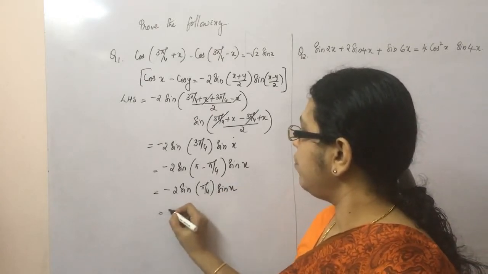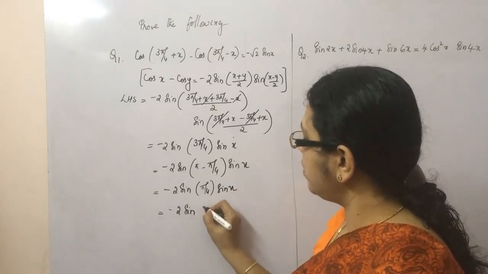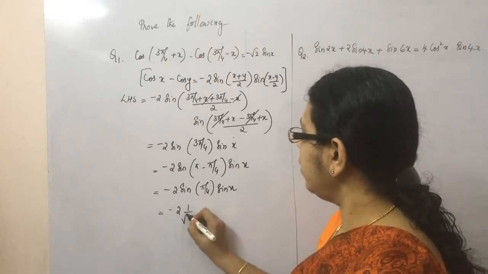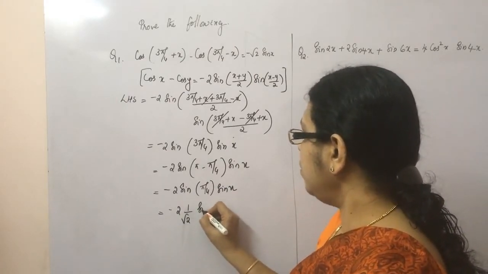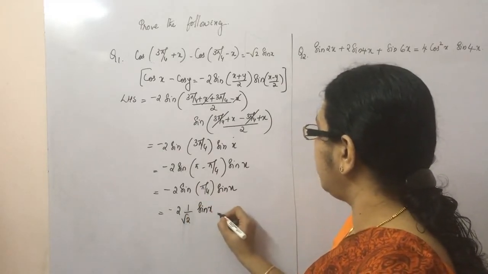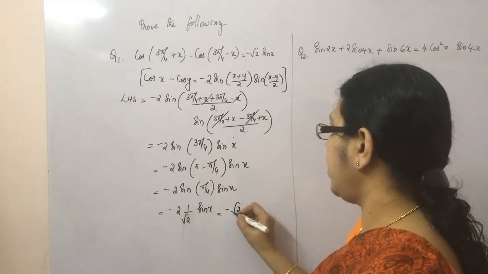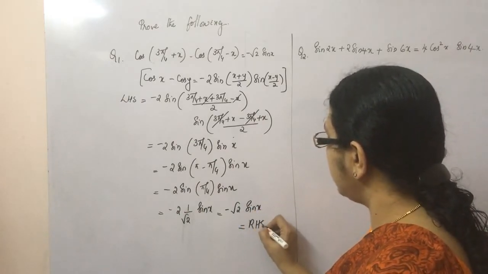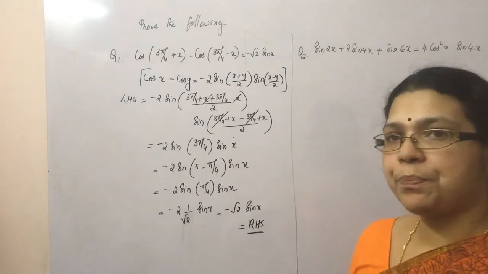What is sin π/4, by the way? 2 times sin π/4 is 2 times 1/√2 into sin x. Now √2 goes here how many times? √2 times. So −√2 into sin x. Isn't that the same as my RHS? So that gives me the proof.